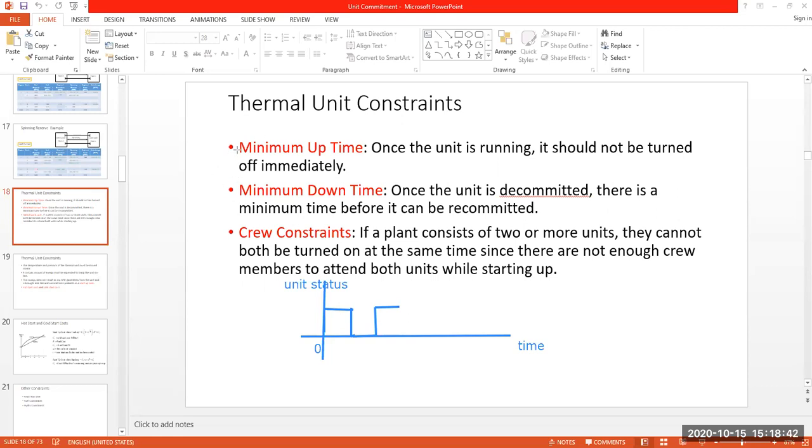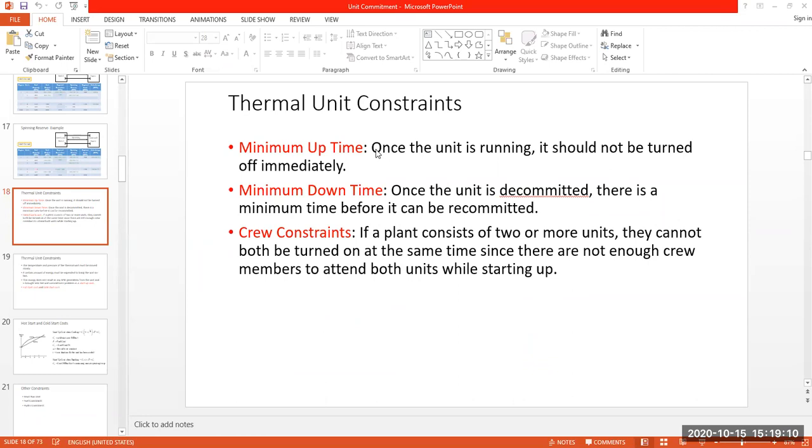So you should allow sufficient time for your boilers and turbines. You should allow your boilers to cool down for sufficient time. You should allow your boiler to heat up for sufficient time. Only then can you think about turning the unit off or turning the unit on, not before that. So these are associated with minimum uptime and minimum downtime.